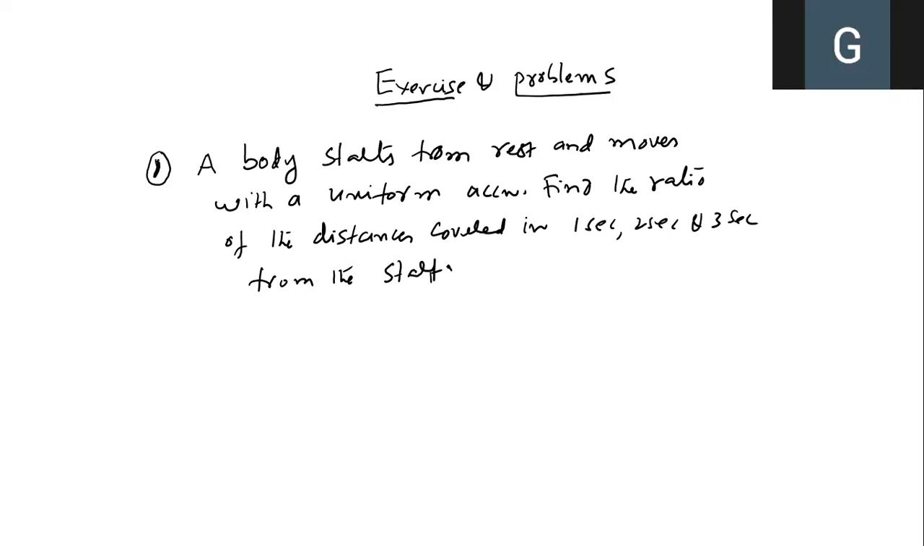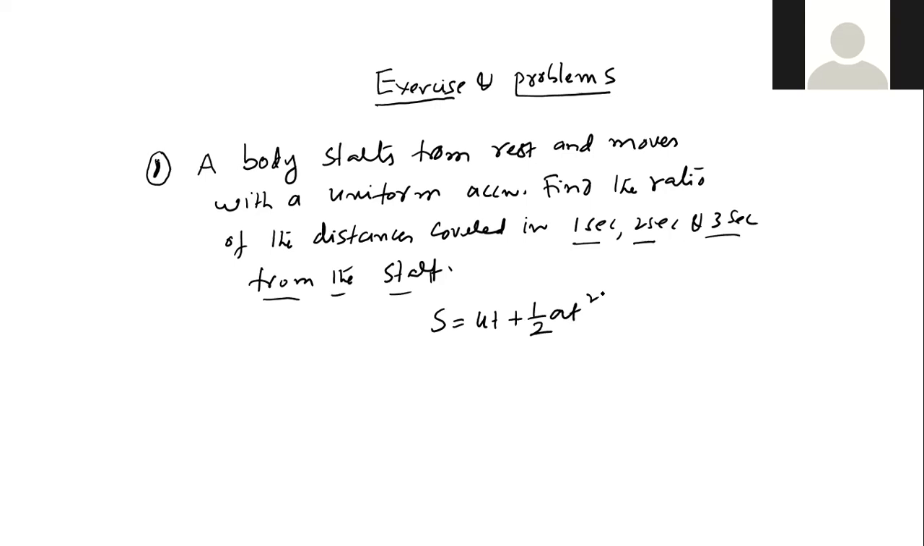So what kind of a formula can I apply from the problem you read here? Sir, S_n equals u plus... No, you did not understand the question properly. Sir, in 1 second, 2 seconds, 3 seconds from the start. It is "in", not "during". Yes, sir. From the start. So which formula? S equals ut plus half at square. That's enough, right?